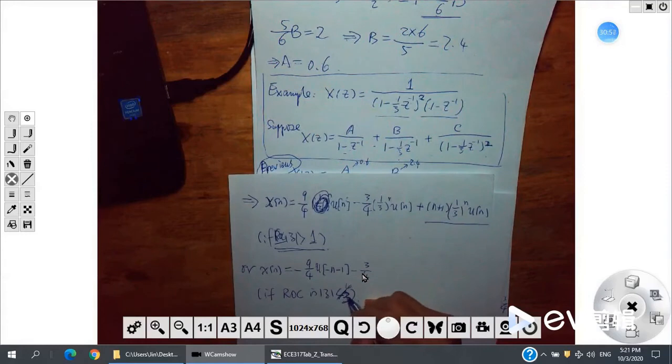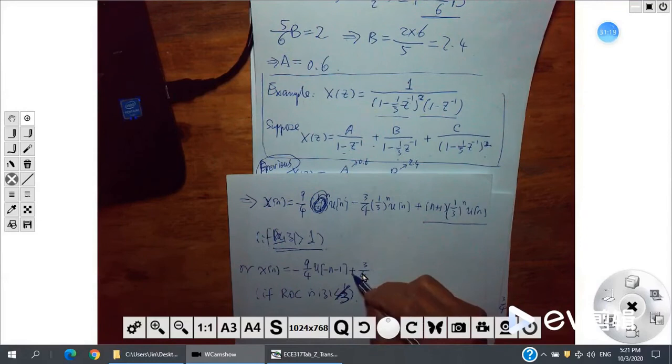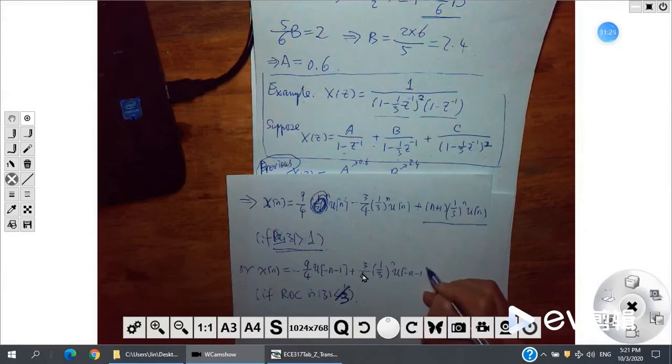Smaller than 1/3. Smaller than the smallest one. I just said this z should be smaller than 1/3, but when I write, my hand wrote 1 here. Sorry for that. So z is smaller than 1/3. So this is also negative, so I have a plus here. Then it's 1/3 to the n and the u of negative n minus 1.